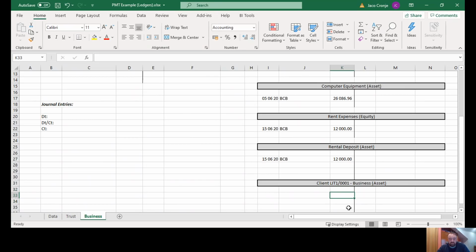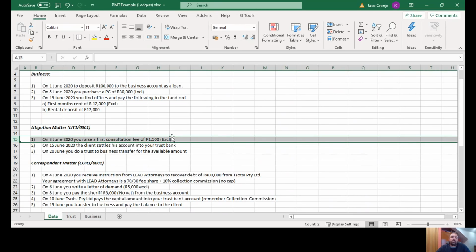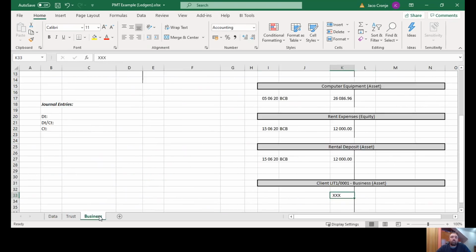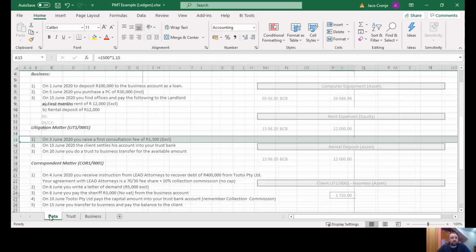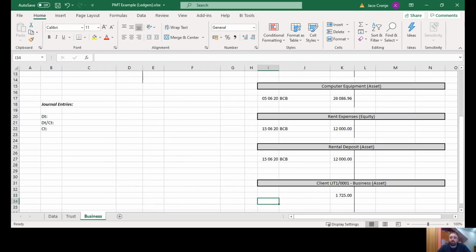So I'm going to have a transaction on the debit side. Now the question is, what does the client owe me? Does he owe me only the 1,500 Rand for the first consultation fee, or do I add the VAT on top of that? The answer is he has to pay you that amount plus the VAT. So he's got to pay you 1,725 Rand. Just check the date on that transaction was the 3rd of June.